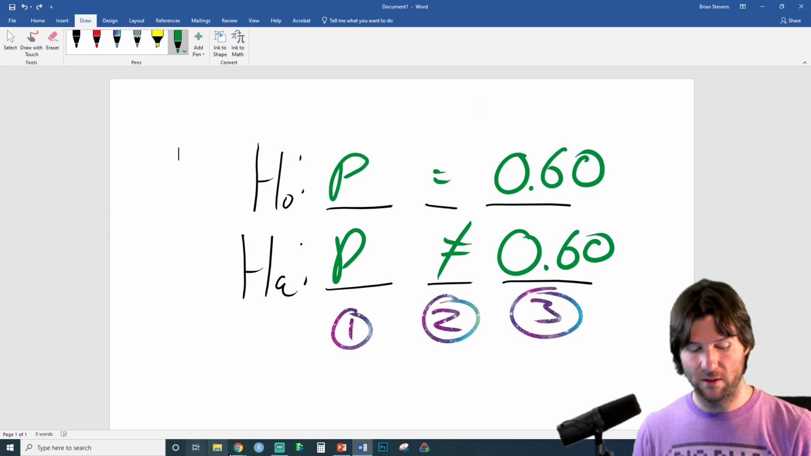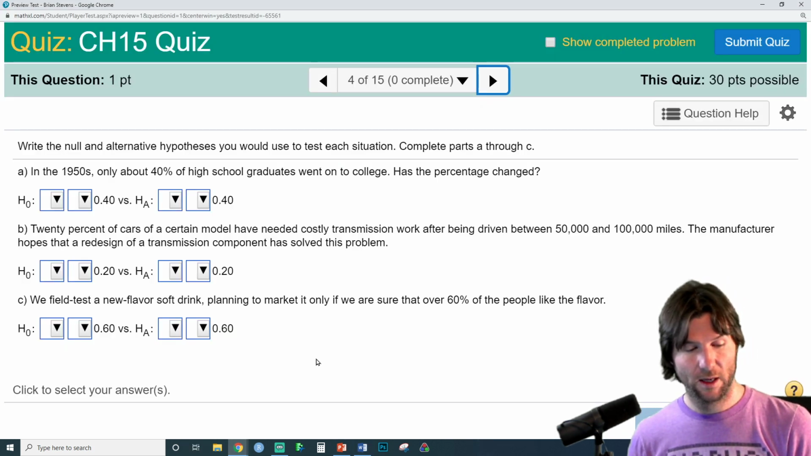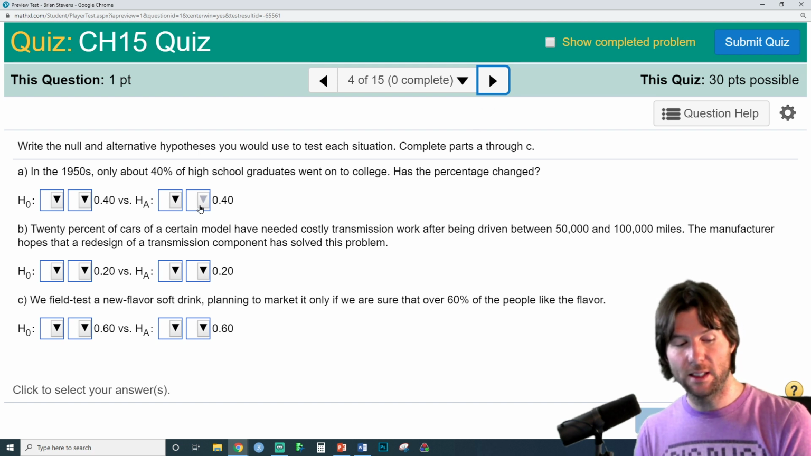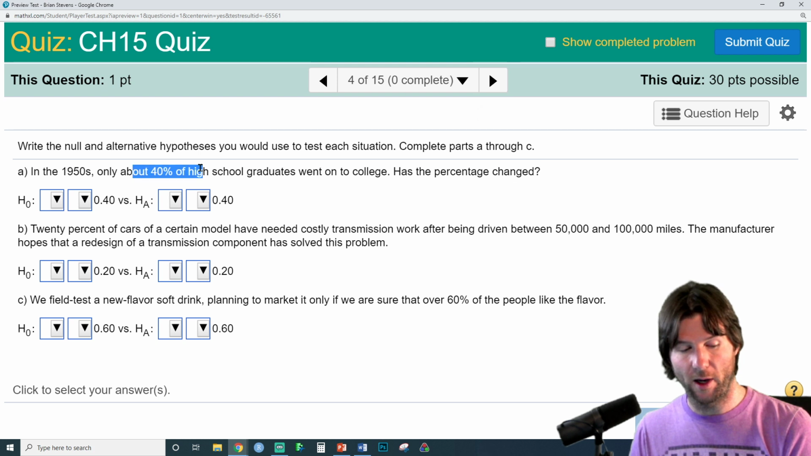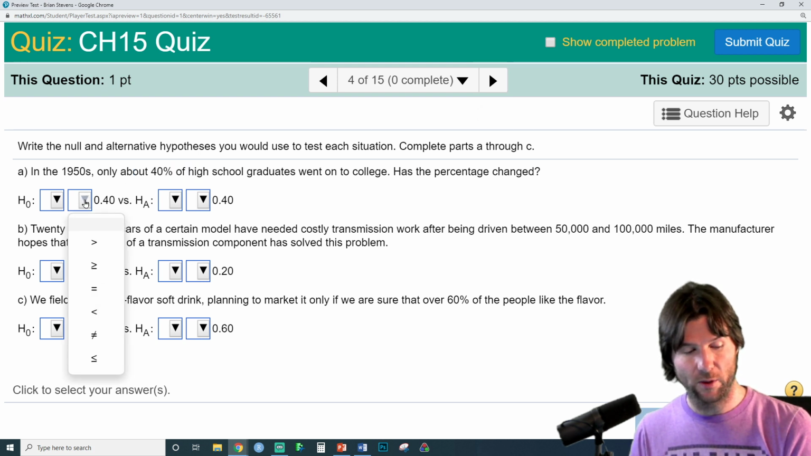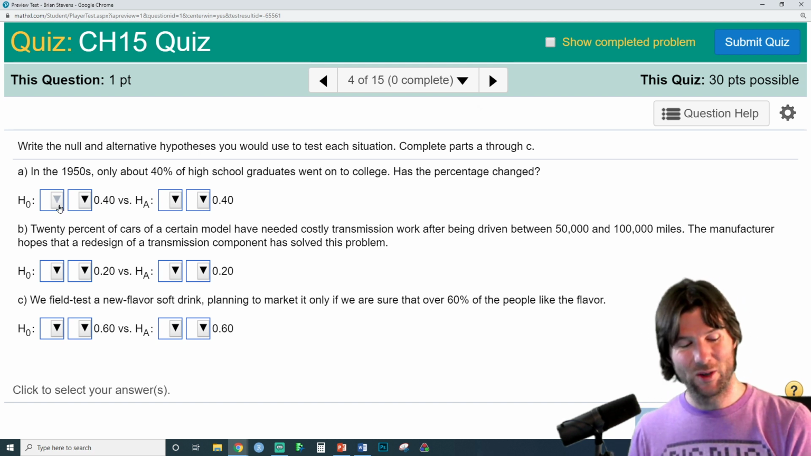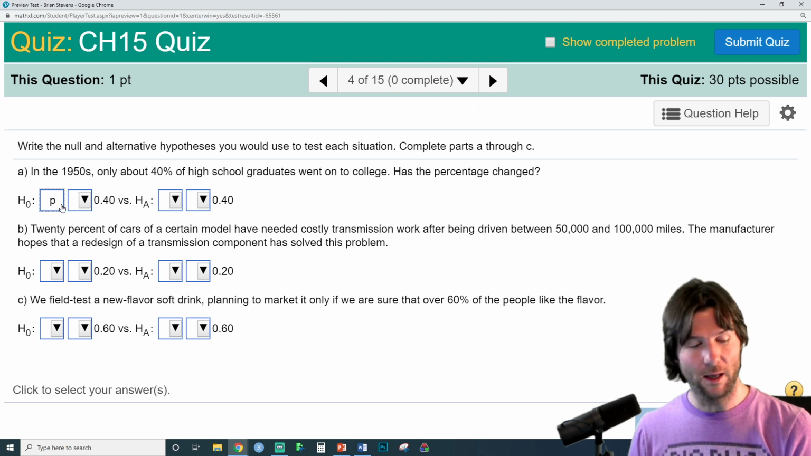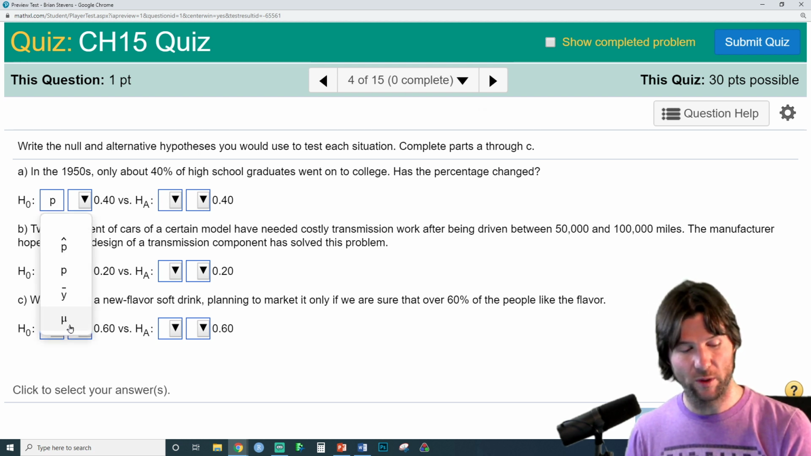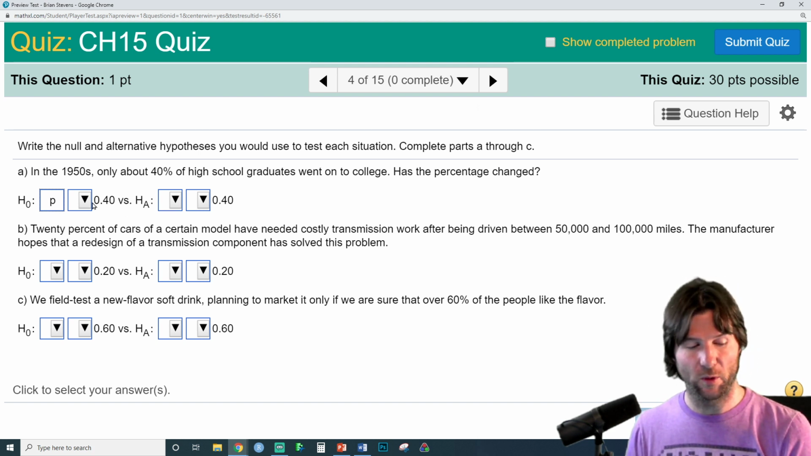So let's see how this applies to this question right here. Remember, focus in on writing the null correctly, and then we can write the alternative. In the 1950s, only about 40% of high school students graduated college, so this is what we are hypothesizing is true. So, oh, it already has it there. I thought there was a third part. So we're testing the proportion of people who graduate high school, and that's going to be P. It can only be P or mu from these choices. It's not a true mean. We're asking if people graduated high school. That's a categorical question. And the null always has the equal sign.